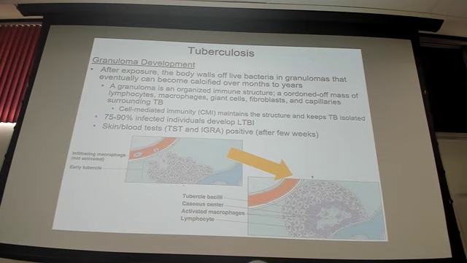The IGRAs we'll talk about too, but this is basically an assay that's taking your T cells from a blood specimen and stimulating them with an antigen from Mycobacterium. If they release cytokines, they've already been pre-exposed, so it's an indicator of exposure to tuberculosis.